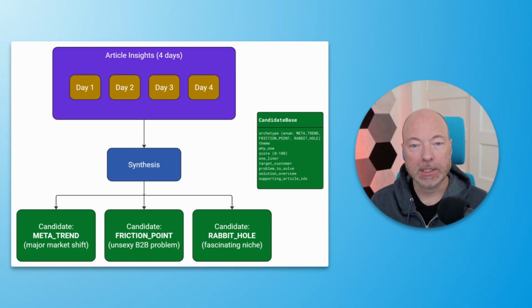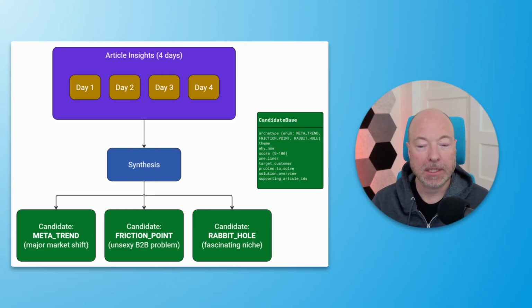To make it a bit more interesting, we define 3 different archetypes of ideas. The first archetype is the meta trend. So this represents major market shifts. As you might imagine right now, a lot of that is about AI. The second archetype is the friction point. So those are usually unsexy B2B problems. They're pain points. They're things that might not look super glamorous, but they're actually very important problems to solve, and people will likely pay a lot of money for those.